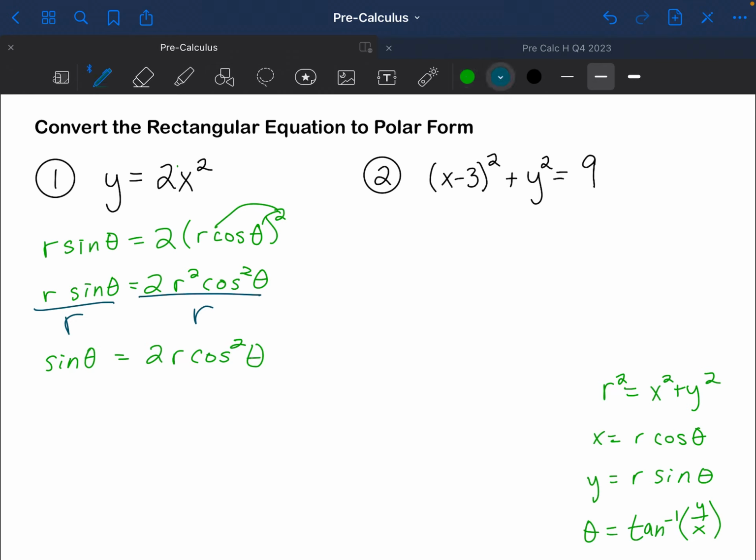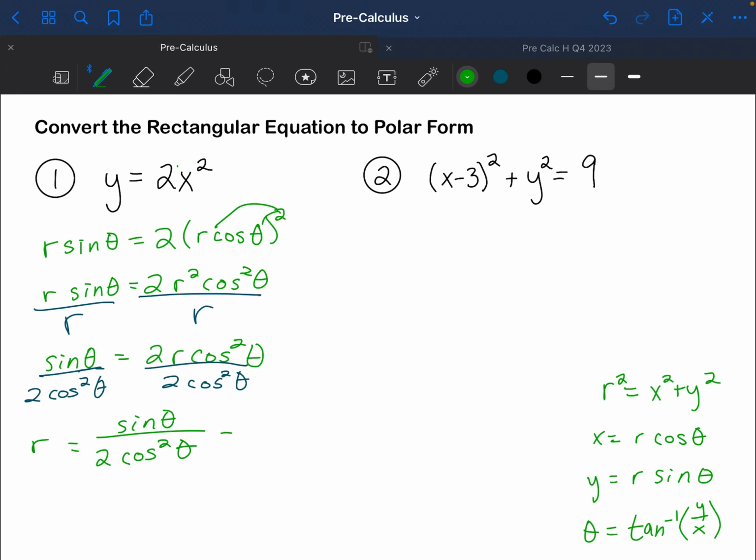I want to solve for r, so we'll divide both sides by 2 cosine squared. I'm going to put r on the left because I like that better. So r equals sine theta divided by 2 cosine squared theta. Ta-da! Except no, because we don't like it when trig functions are in the denominator. So let's simplify this a little bit more. We're almost done. This is the best part, honestly.